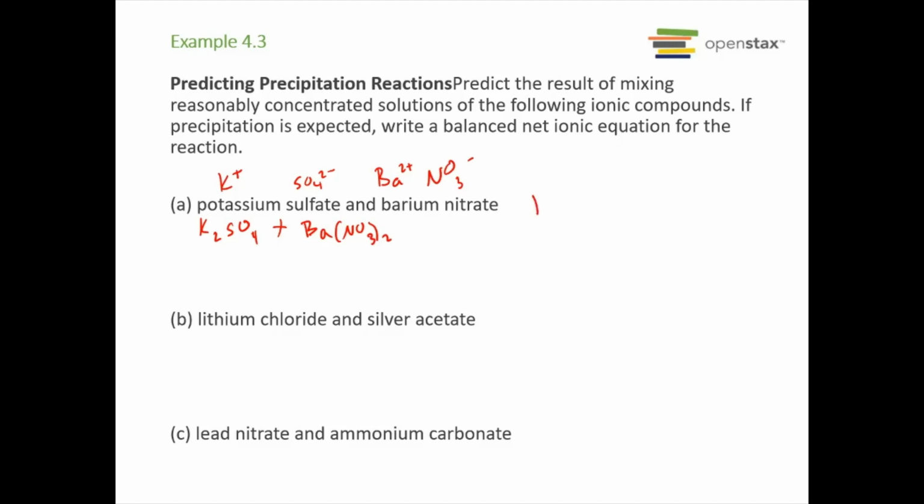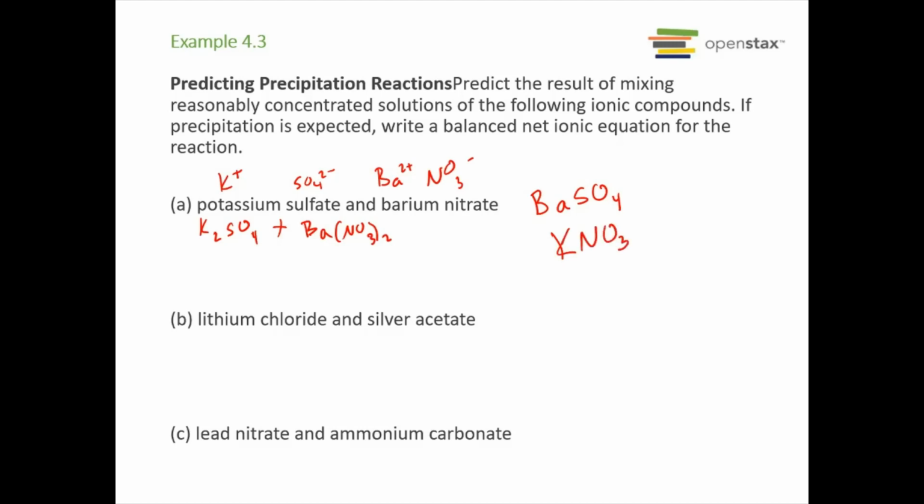So our potential products we can make here would be, if we basically switch the metals around, since this is a double displacement, double replacement reaction. Basically they're swingers. The barium is replacing the potassium, and the potassium is replacing the barium. So we could have potassium nitrate and barium sulfate. Barium is 2 plus, sulfate is 2 minus, so that would be BaSO4. And potassium nitrate, nitrate is 1 minus, potassium is K plus, so that would be KNO3.